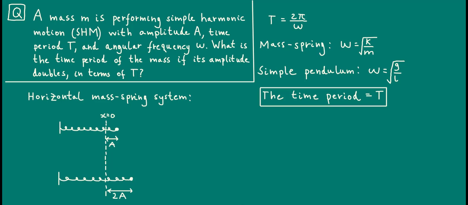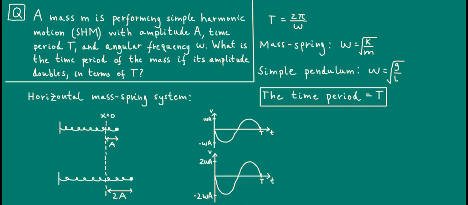This would be correct if the average speed was unchanged, but this is not the case. Recall the velocity time graph for an object performing SHM looks like the following. Notice that the maximum speed is omega A. If the amplitude doubles, then the velocity time graph will look like this. You can see that the maximum speed has doubled to 2 omega A.